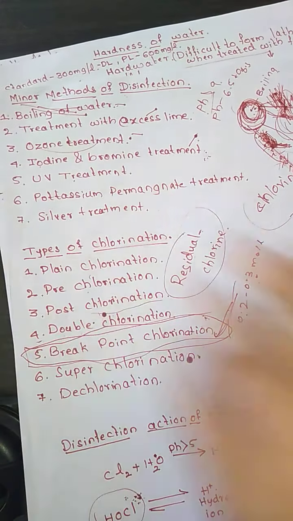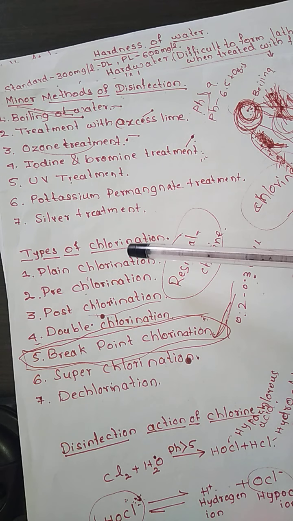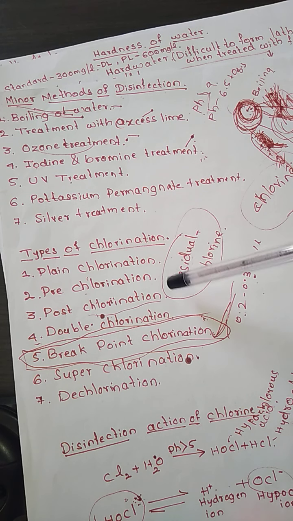Now we will see what the different types of chlorination are. In this, plain chlorination, pre-chlorination, post-chlorination, double chlorination, breakpoint chlorination, super chlorination and dechlorination. Now we will see one by one. What is plain chlorination? Plain chlorination is the application of chlorine to the plain or raw water supply as it enters the distribution system. So that is nothing but plain chlorination.